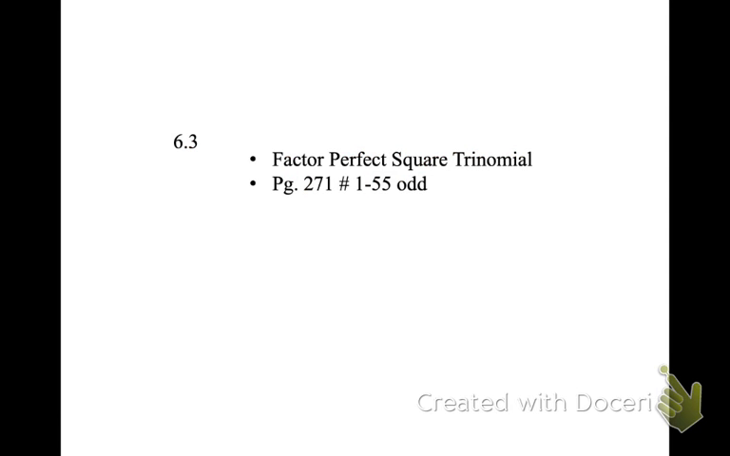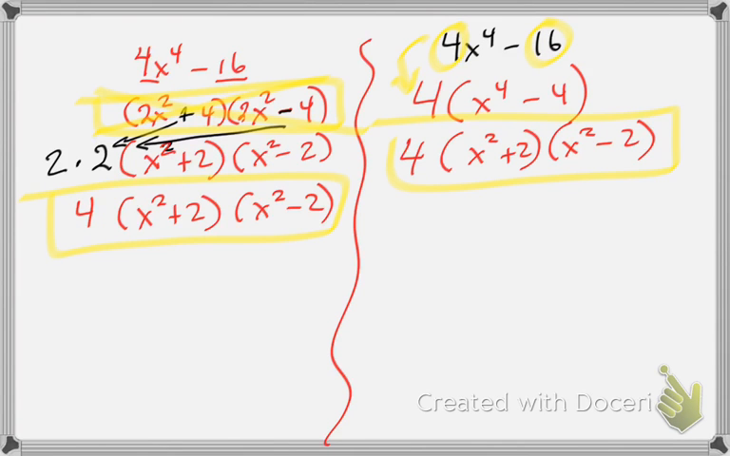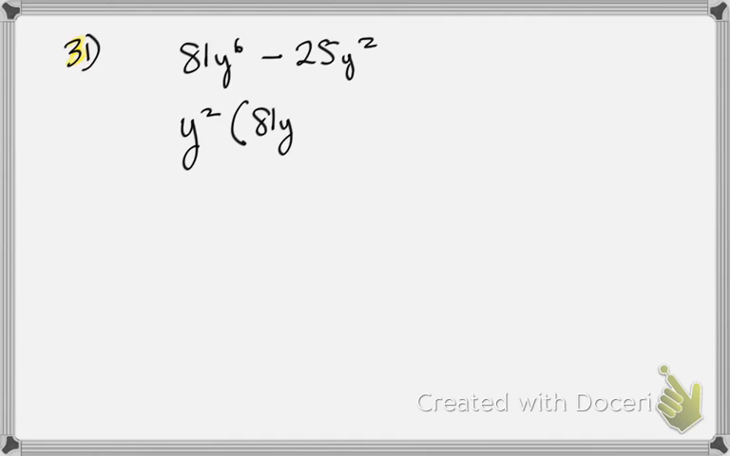The other problem I really wanted to work on, let's see, 31 was... Let's go back here. This is 31. Sorry, somebody wanted 31. And that was 81y to the 6 minus 25y squared. Who asked for 31? Okay. Do we have a GCF? Oh, yes, we do. We have a factor in common, y to the second. And when I do that, I'm left with 81y to the fourth minus 25. So what I'm left with is a perfect square and a minus sign. So it is a difference of squares.